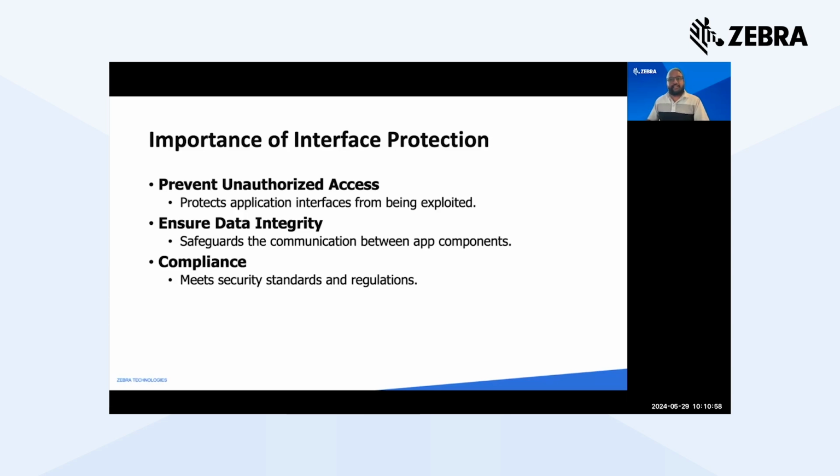The second thing is ensuring data integrity. This safeguards the communication between an app's components. Data breaches can occur when this communication is intercepted. Then there is compliance. When you're developing an application, you need to meet security standards and regulations to protect user privacy and data.